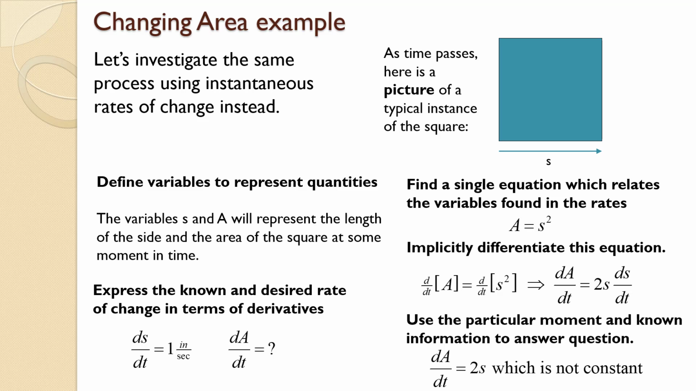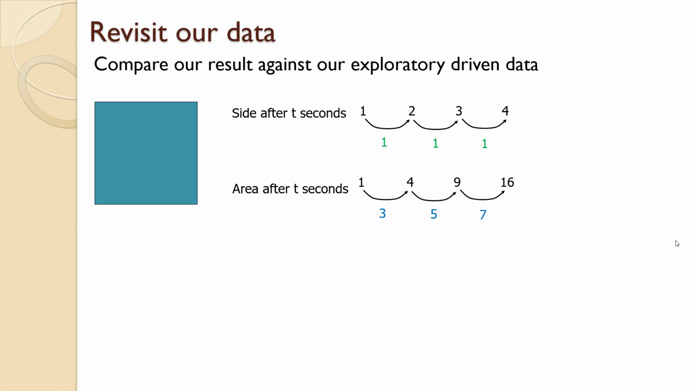S is changing, it's growing. So the rate of change of the area is not constant. It's actually, in fact, it seems to be about 2 times the length of the side that you start with. Let's compare our result against the exploratory data that we've gotten.